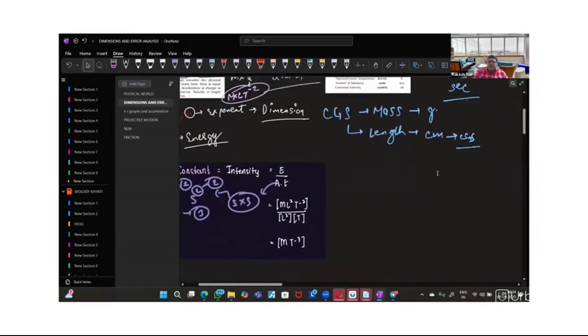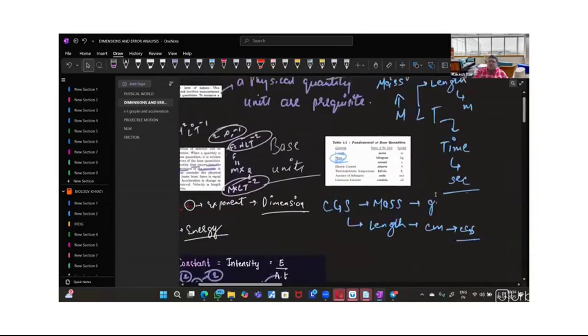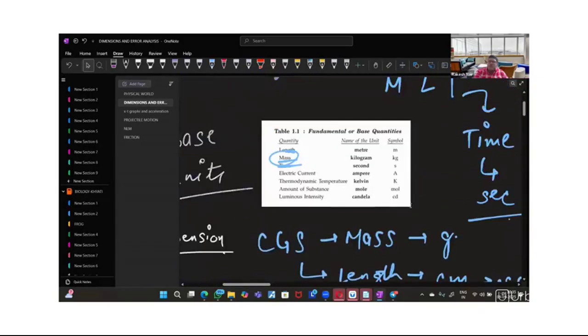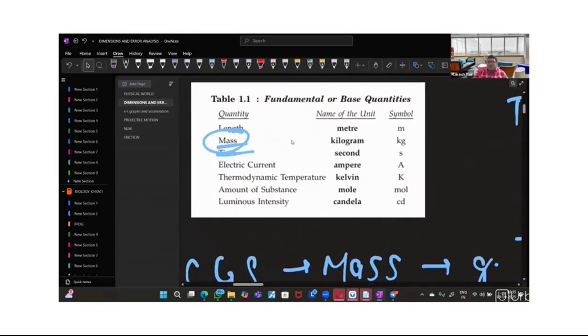Before the next subtopic, let's consider certain base quantities which you all should know. And you need to cram it, no two ways. M, L, T, as we all know, are mass, length, and time respectively. The unit for M is kg, kilogram, L will be meter, and time will be second. Electric current will be ampere.